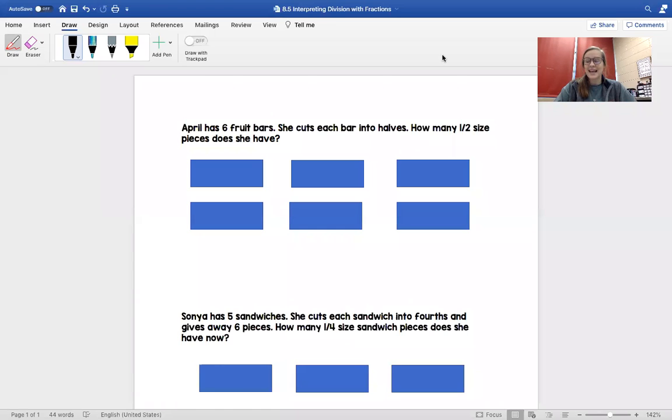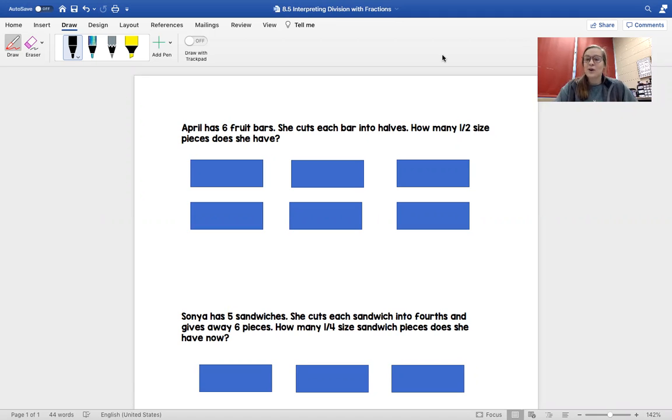We are on lesson 8.5, and we are going to interpret division with fractions. So we're going to do two word problems today, like we've done before. We're going to draw it out with a diagram, and then we're going to solve it using an equation in the method KFC: keep, flip, change. So we're going to jump right in.